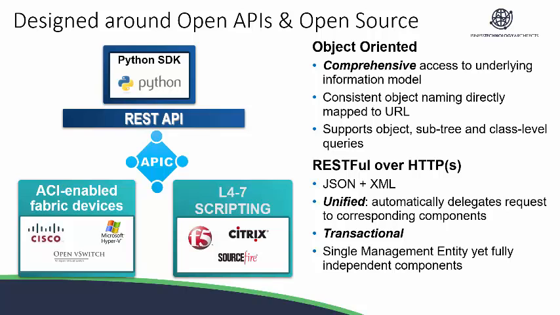There's also Layer 4 through Layer 7 scripting. Talk about that later. But this is object-oriented, so it's comprehensive access to the underlying information model, consistent object naming directly mapped to a URL. It's very easy to find as well. Supports object, subtree, and class-level queries. It's RESTful over HTTP or HTTPS, JSON plus XML. Of course, XML is going to be a little bit easier to read than JSON, but that's just my opinion.